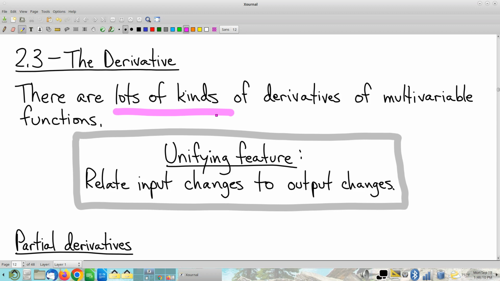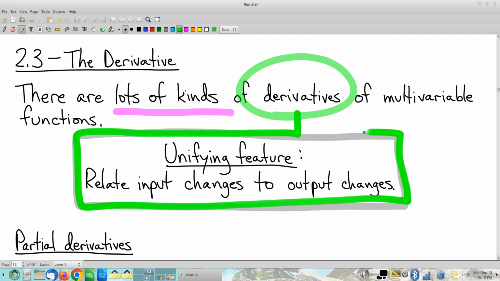Okay. Why do we use the same word, derivative, to describe several different things? It's because they all have something in common. All the multivariable derivatives we're going to talk about, and by the way, every interpretation you've ever seen of a single variable derivative, they all have this unifying feature. They relate input changes to output changes. Now, relate is a deliberately vague word. They relate these things in different ways, appropriate to just how they work and what their deal is. So keep a lookout for that as we move along.